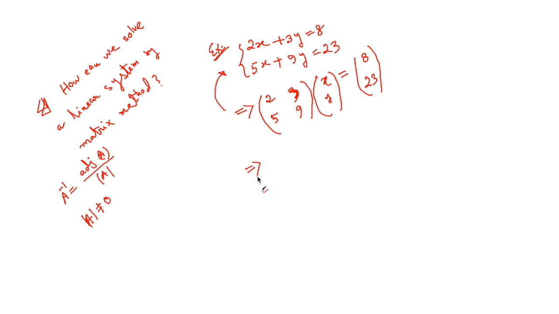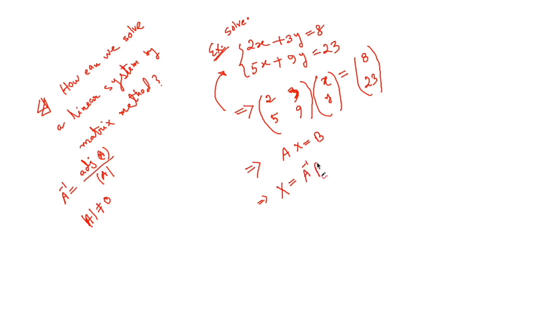Now here we want to solve this system. It means we want to calculate x and y values, the solution. So let us denote this coefficient matrix by A, this column matrix by X, and this column matrix by capital B. Therefore our X that we want to calculate will be A inverse B.